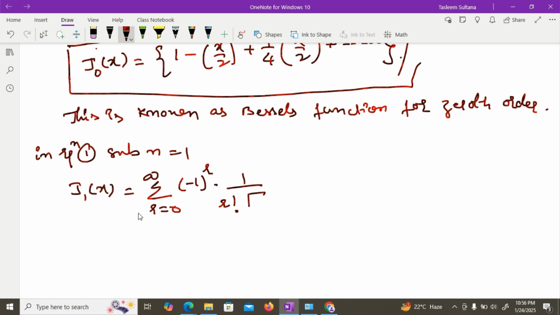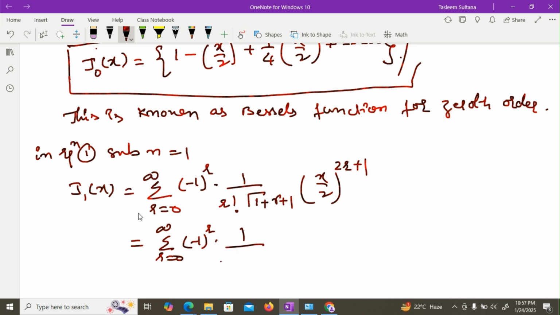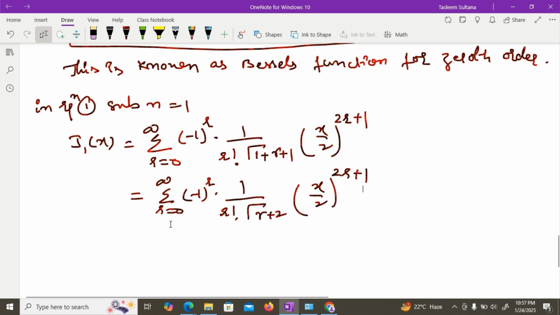J1 of x is equal to the summation r is equal to 0 to infinity, minus 1 to the power of r into 1 divided by r factorial gamma of r plus, oh sorry, we are substituting n is equal to 1 now. So 1 plus r plus 1, of x by 2 to the power of 2r plus 1, where 1 plus 1 is equal to 2. Summation r is equal to 0 to infinity, minus 1 to the power of r into 1 divided by r factorial gamma r plus 2, of x by 2 to the power of 2r plus 1.